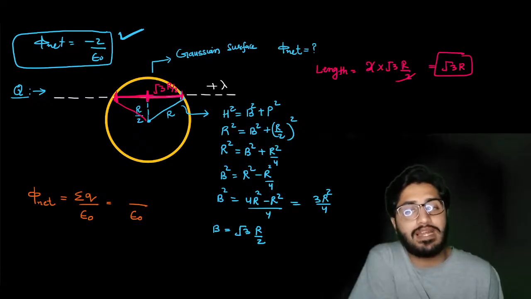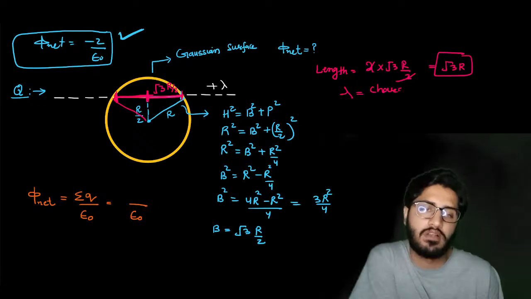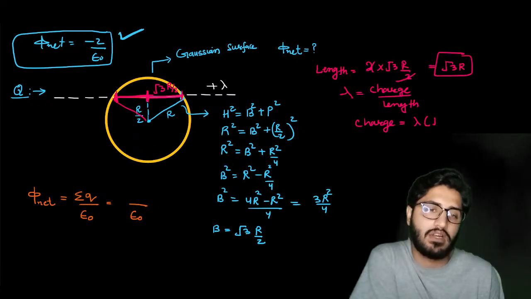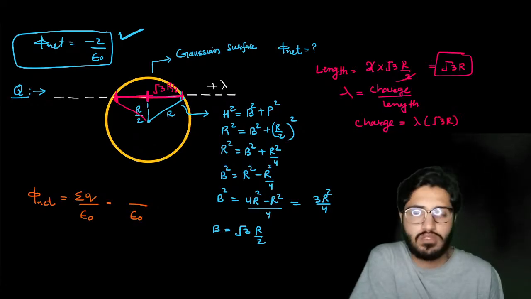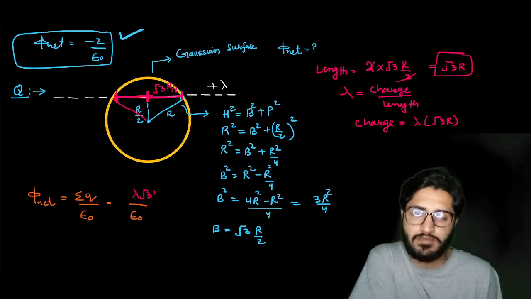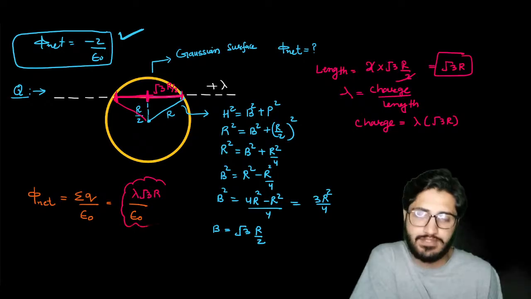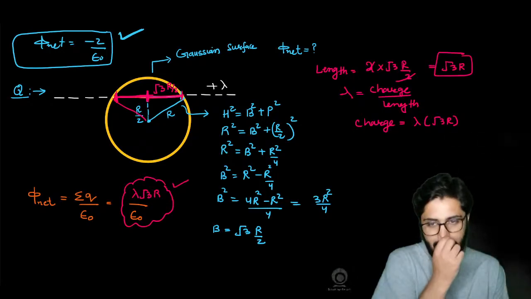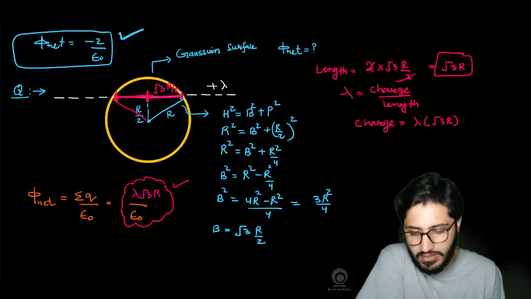So what is my lambda? Lambda equals charge divided by length. So what is charge, from this particular equation? Charge equals linear charge density into length. Length is under root 3 times r. So now I can write the charge: it is lambda under root 3 times r. So this is my answer. If you have any doubts about it, you can just let me know.